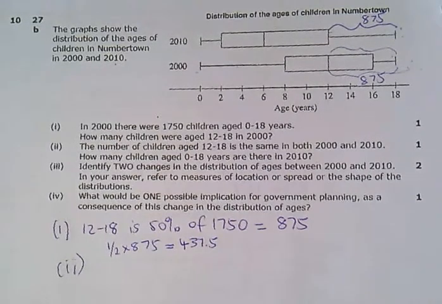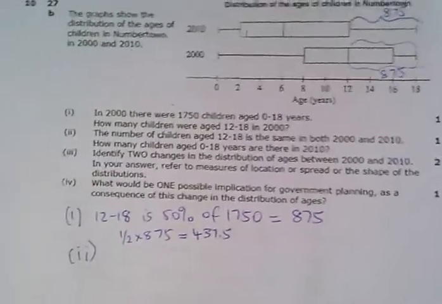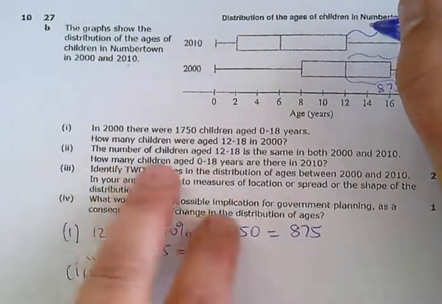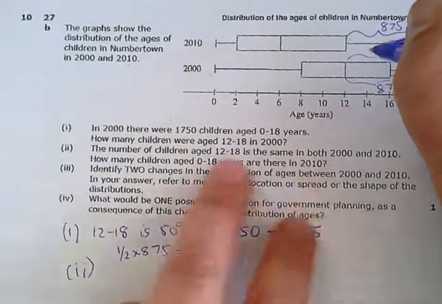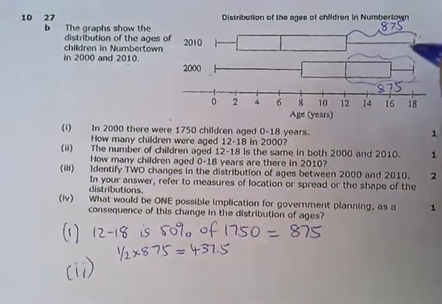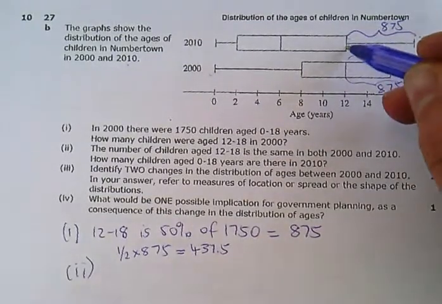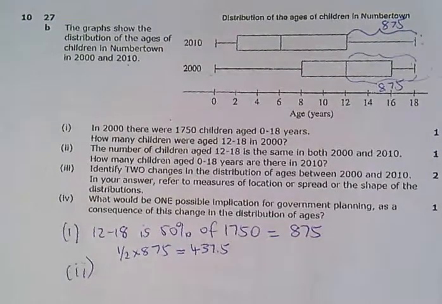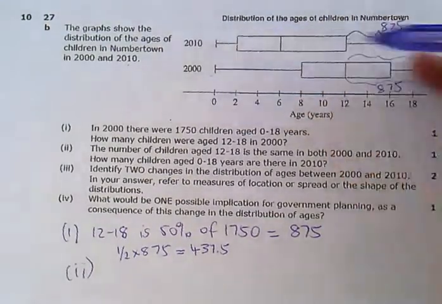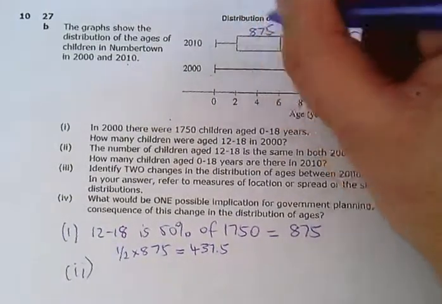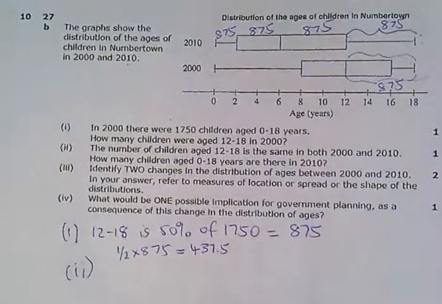You know, as time goes on, doesn't the population increase pretty much? This must be a city, not a country town, okay? So the number of children aged 12 to 18 is the same in both 2000 and 2010. So there's 875 kids aged between 12 and 18, but that is only a quarter of the kids in 2010. So this section's 875. This section is also 875, and look how many babies there are.